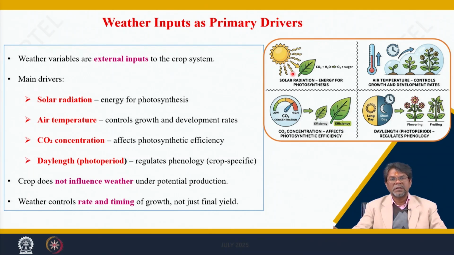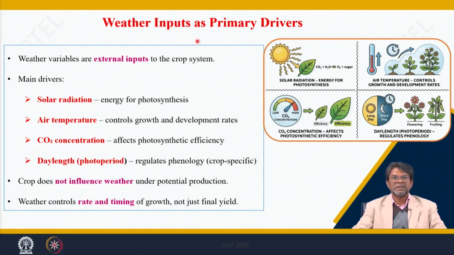So we mainly have 4 essential weather inputs. If you can give additional weather inputs, that is well and good, but the minimum requirement is the 4 weather parameters: temperature, that is maximum temperature and minimum temperature, then rainfall and solar radiation. So these are the 4 major weather inputs for crop modeling.